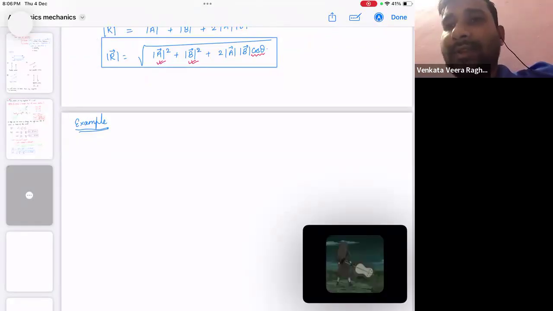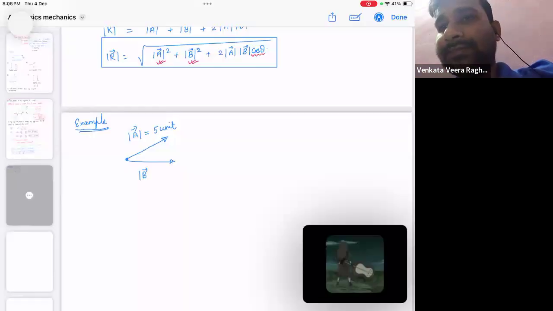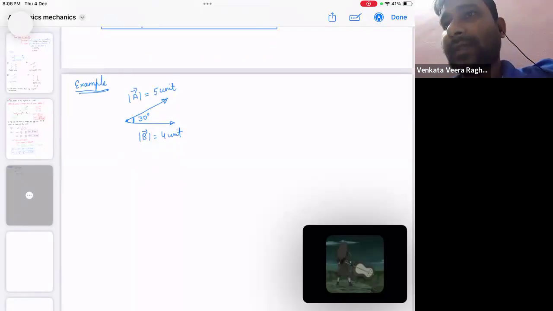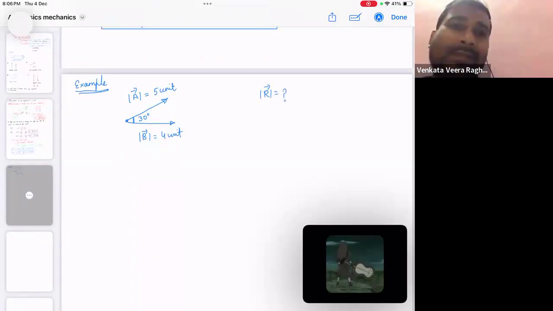Okay, so let's say two vectors are given to us. This vector A has a magnitude of, let's say, 5 units. And there is another vector, this is vector B, and its magnitude is given as 4 units. And the angle between these two vectors is given as 30 degrees. Can you find the magnitude of the resultant here? What will be the magnitude of the resultant vector? Please tell me.